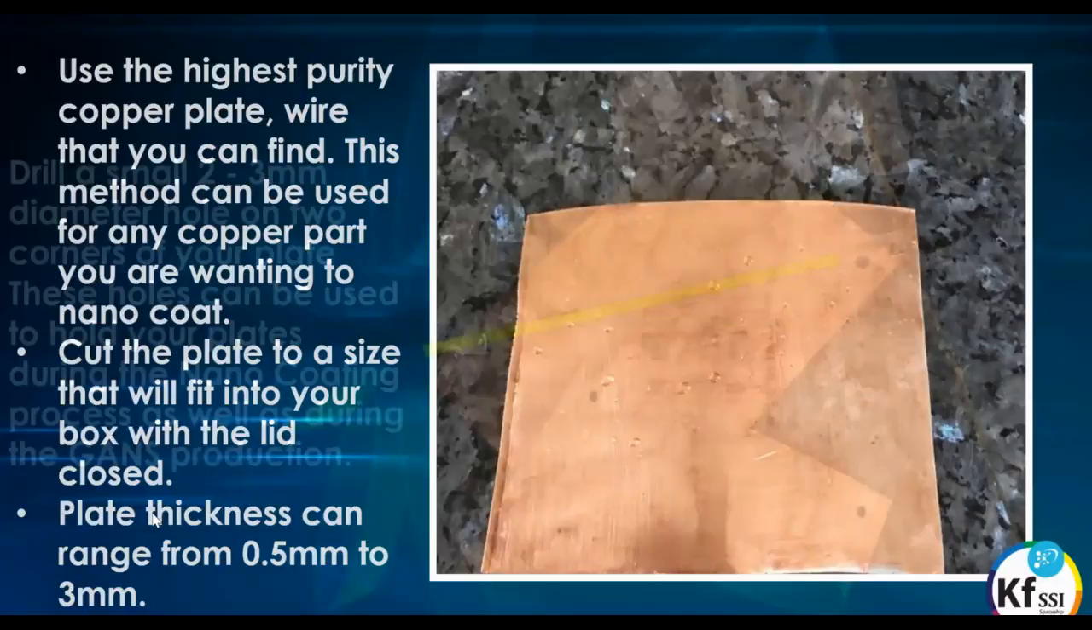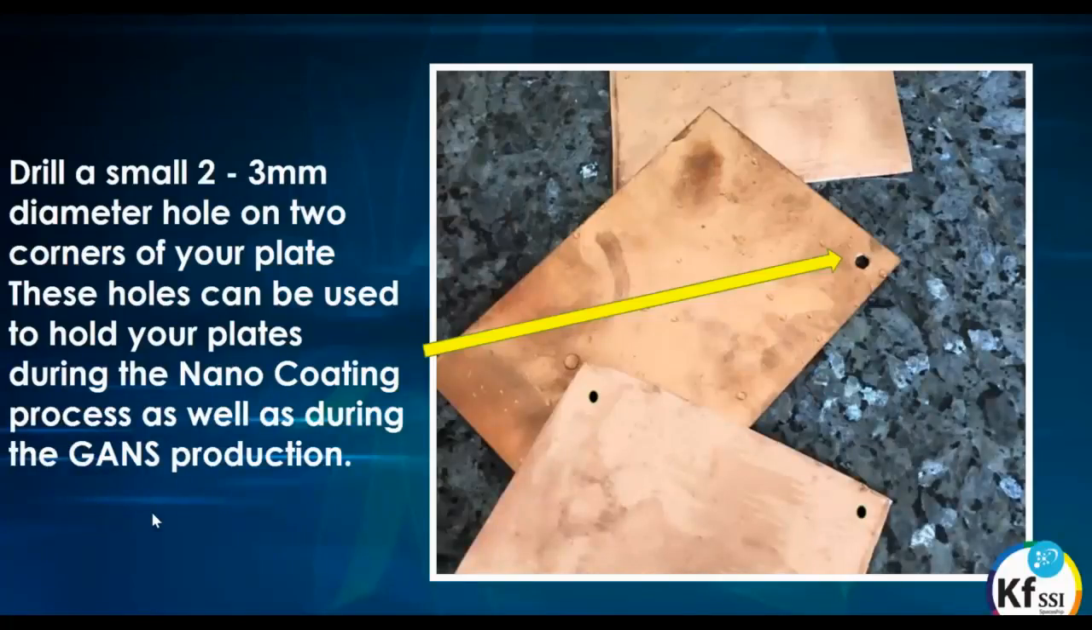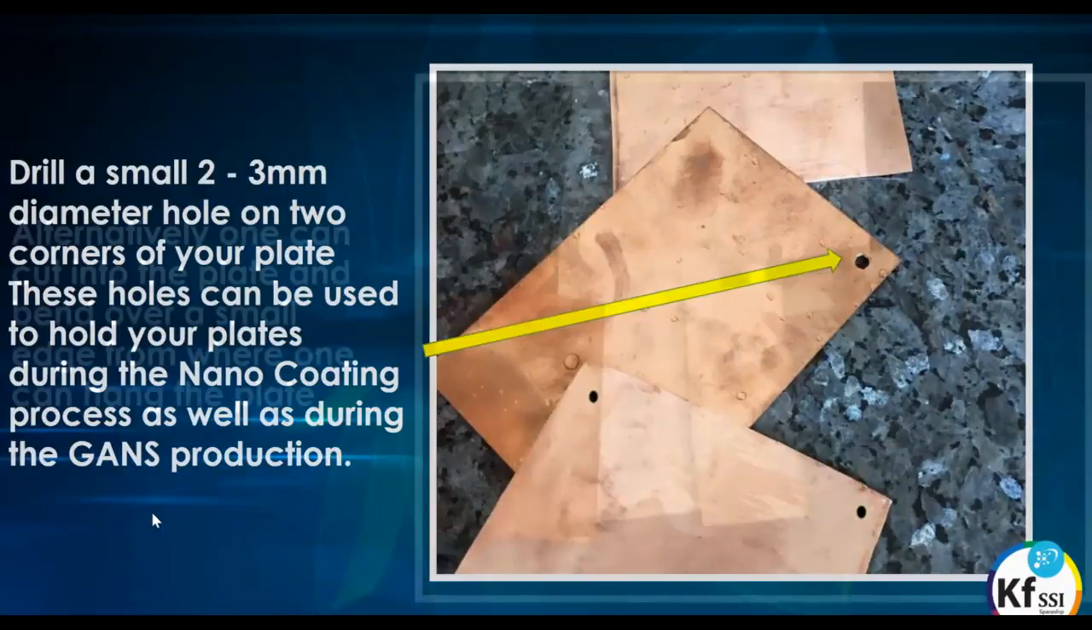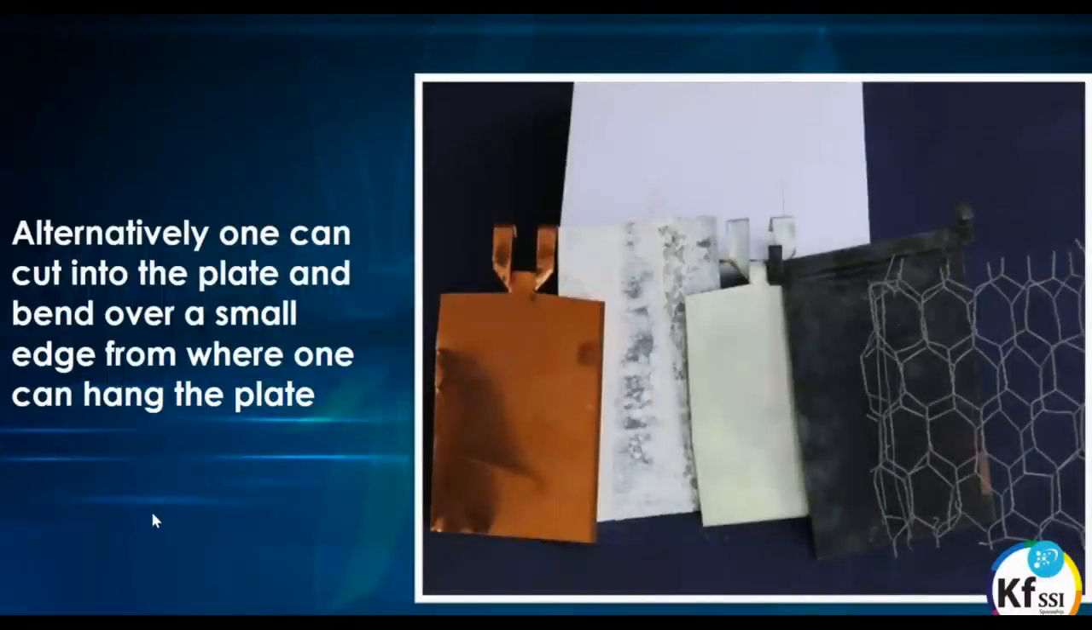Okay, there are two options to prepare your plates. The first one, if you do have some tools at home, is to drill a small hole in two corners of your plates, and these holes can be used to hold your plates during the nano layering process, as well as when you're wanting to use them to produce some GaNs material. The other option is to just cut into the plates and then bend over small edges, and then you can use these little edges to hang your plates. So whichever is going to be easier for you, either option works very well.